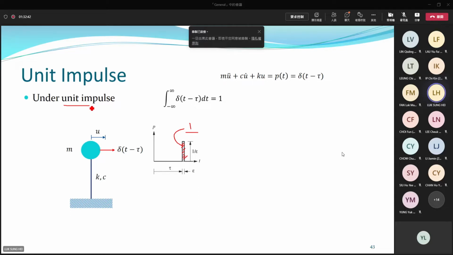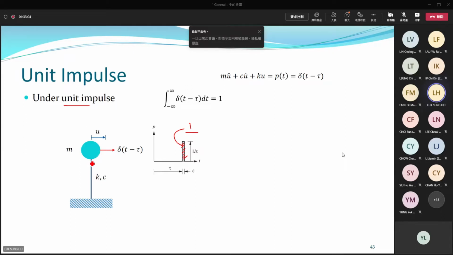This force is very important. It gives us a very useful outcome later, because from this simple picture, some researchers found a way to handle general loading, arbitrary loading. You will see that wonderful theory on the next slide. But at least we have to deal with this unit impulse force first.